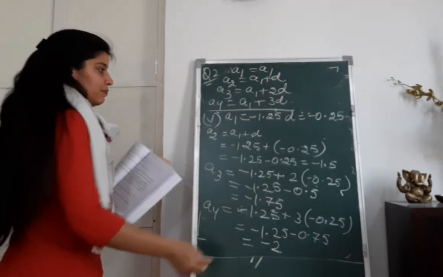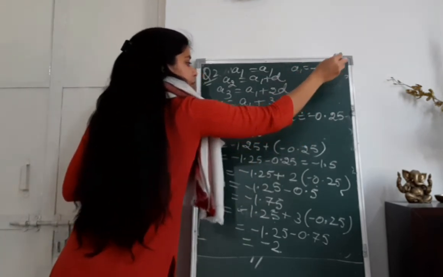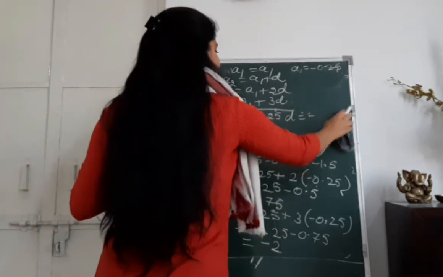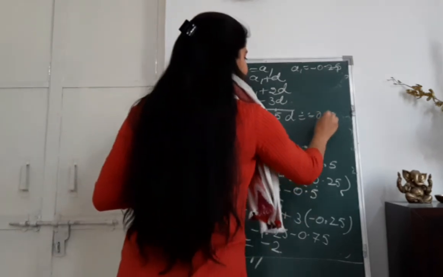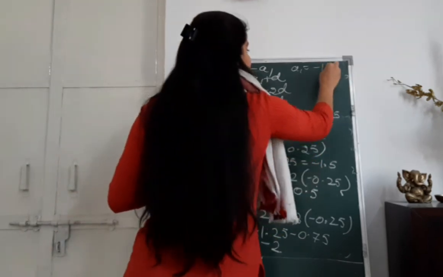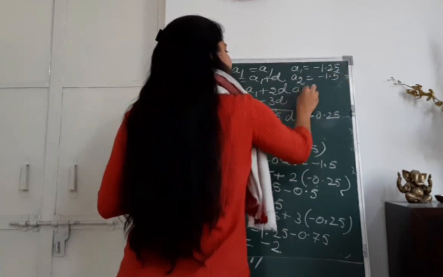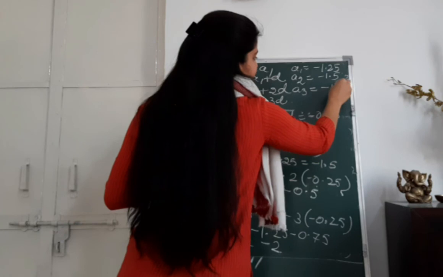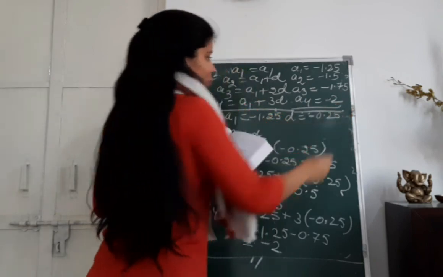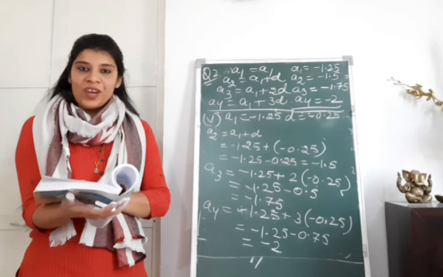So what is our final answer? A1 is equal to minus 0.25. I'm so sorry, A1 is not minus 0.25, it is minus 1.25. D is minus 0.25. So A1 is minus 1.25, A2 is minus 1.5, A3 is minus 1.75 and A4 is minus 2. Okay, so here we complete 2 questions of exercise 5.1.